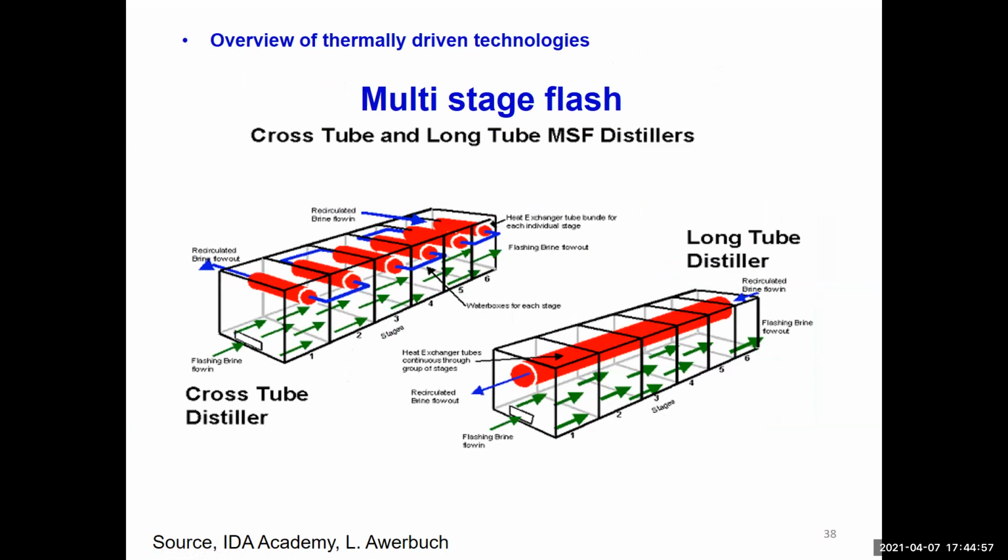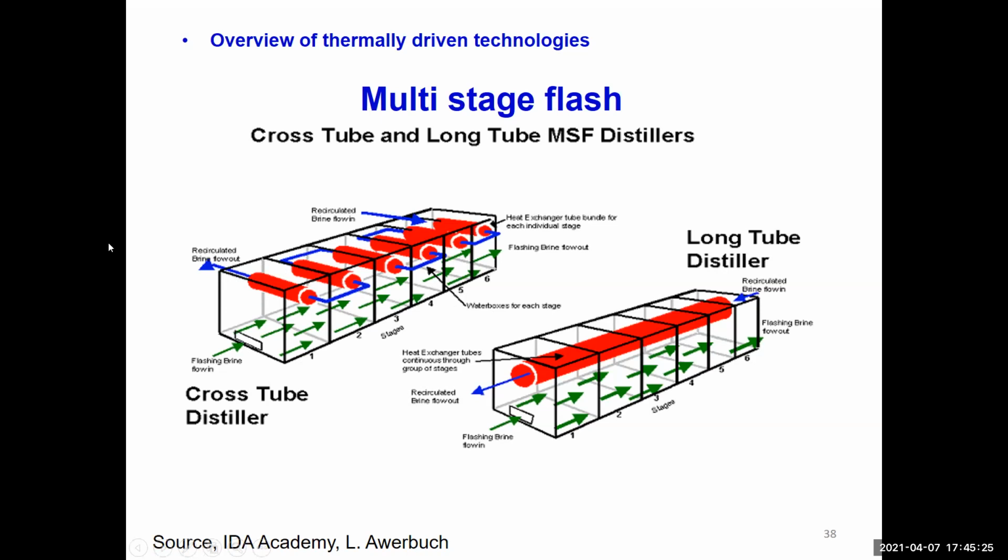And here there are some major differences in the tube layout, which is the longitudinal tubes, the one that we see here to the right, versus the cross tubes. The current technology is having the cross tubes, so that the flow passes like this back and forth from one stage to the other. This is basically the feed or the brine recycled flow.